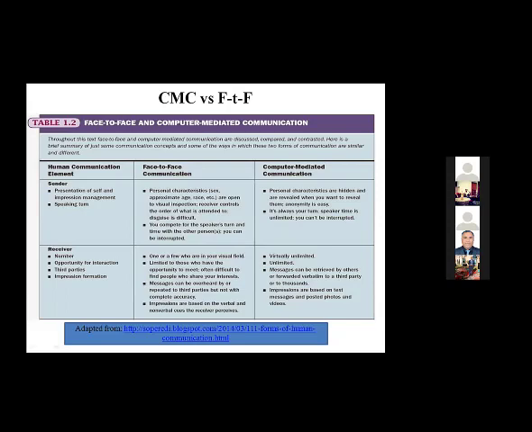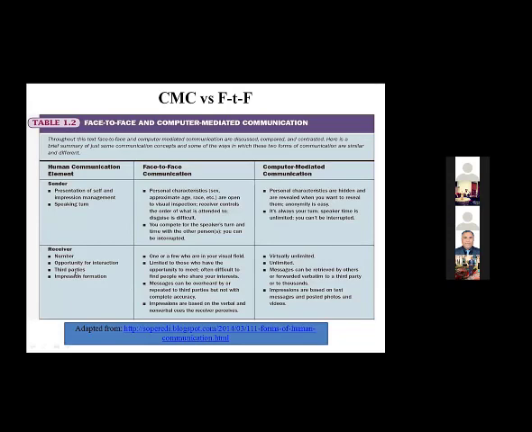In terms of opportunity for interaction, in face-to-face it is limited to those who have the opportunity to meet. It is often difficult to find people who share your interests, which means interests cannot match with each other. But in CMC, it is unlimited.